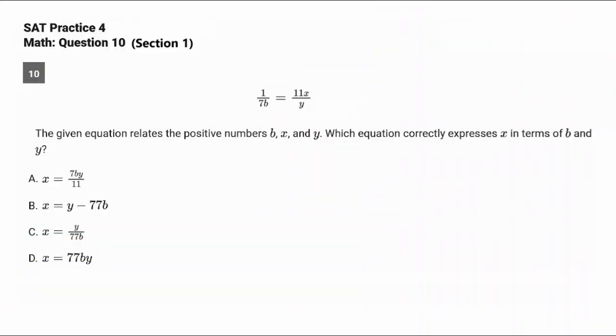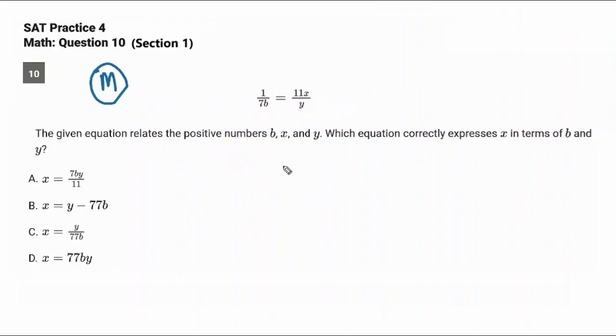We're on SAT Practice Test 4, Math Section 1, Question 10. What's the level of difficulty here? It's medium. Got this equation, crawling with letters. The given equation relates the positive numbers b, x, and y. Which equation correctly expresses x in terms of b and y?